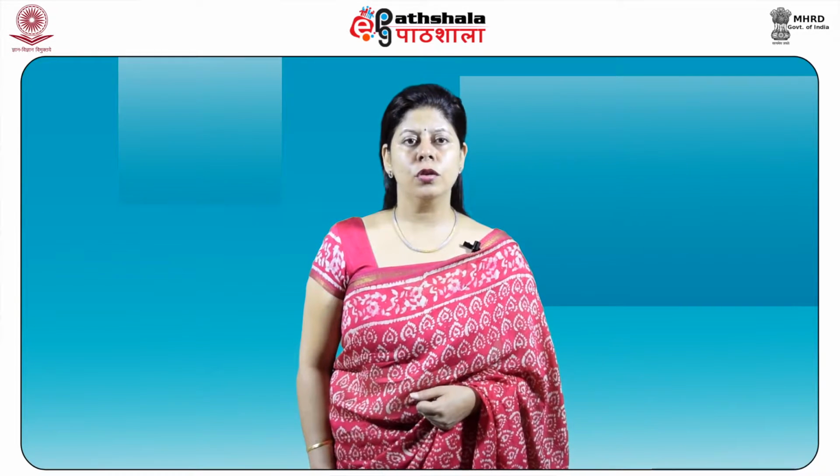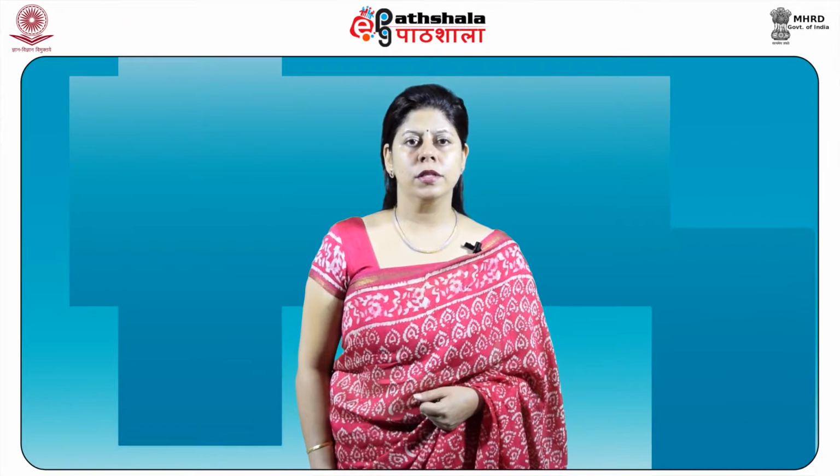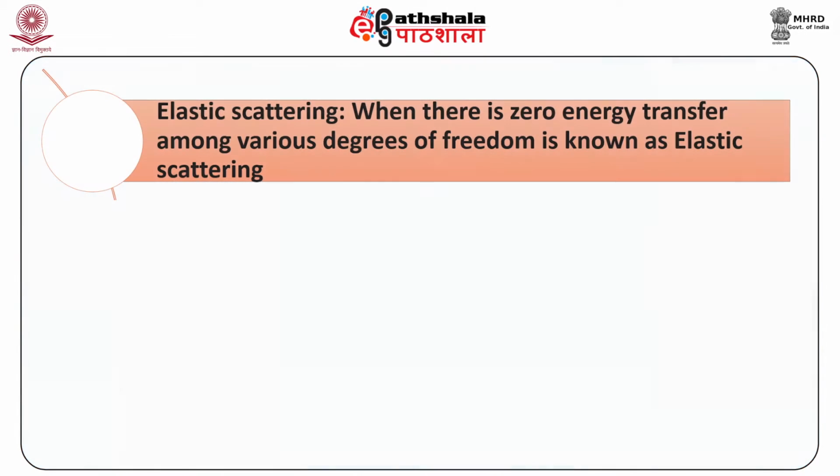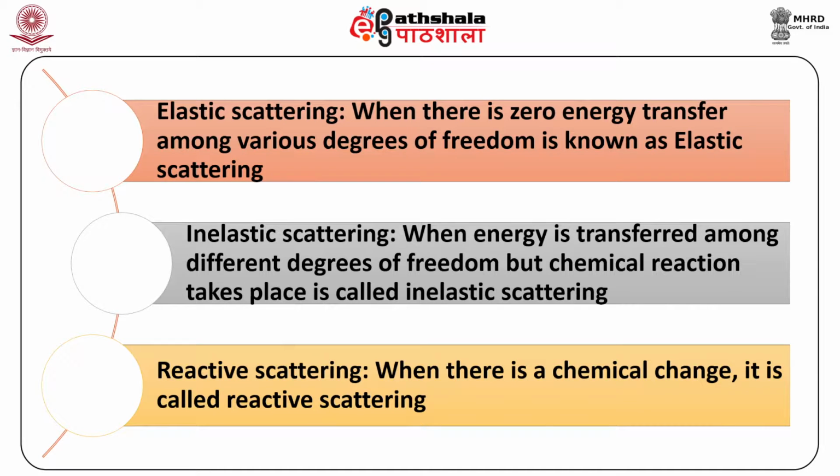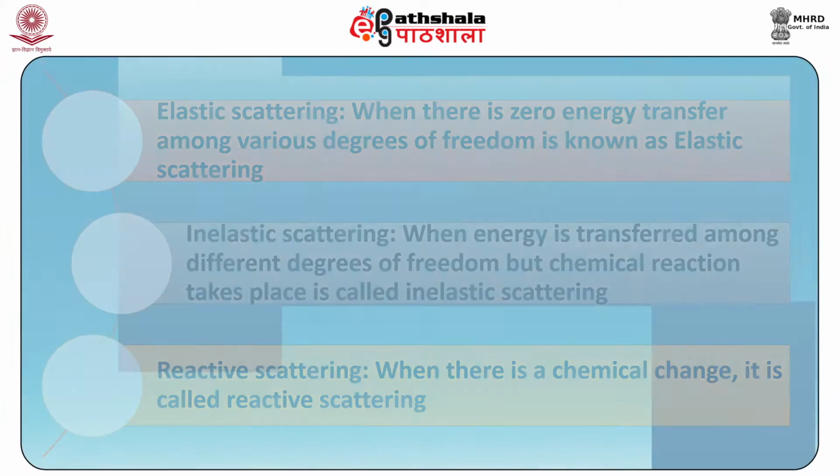Therefore, due to the collision of molecules in the crossed molecular beams, the following processes might take place. First, elastic scattering, when there is zero energy transfer among various degrees of freedom. Second, inelastic scattering, where the energy is transferred among different degrees of freedom, but no chemical reaction takes place. Third, reactive scattering. When there is a chemical change, it is called reactive scattering. This is of utmost importance.